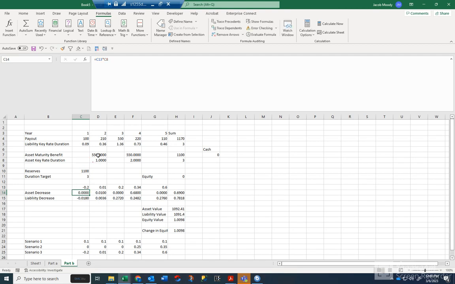If the actuary just suggested to do half of our assets for the 2-year and half for the 4-year, there's 550, which is just half of the 1,100, which, by the way, the assets sum up to 1,100, which perfectly equals our reserves. So our equity is 0 currently.